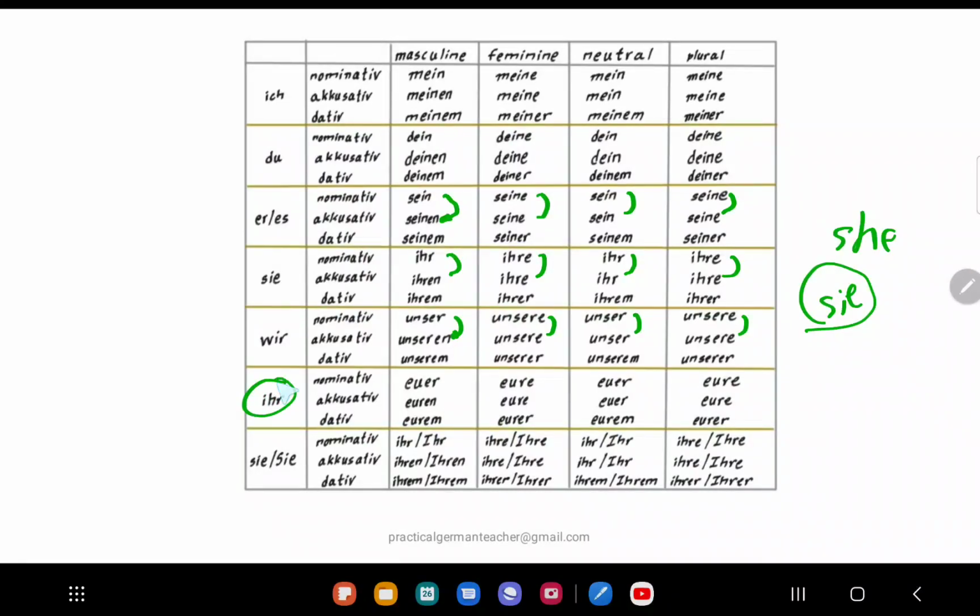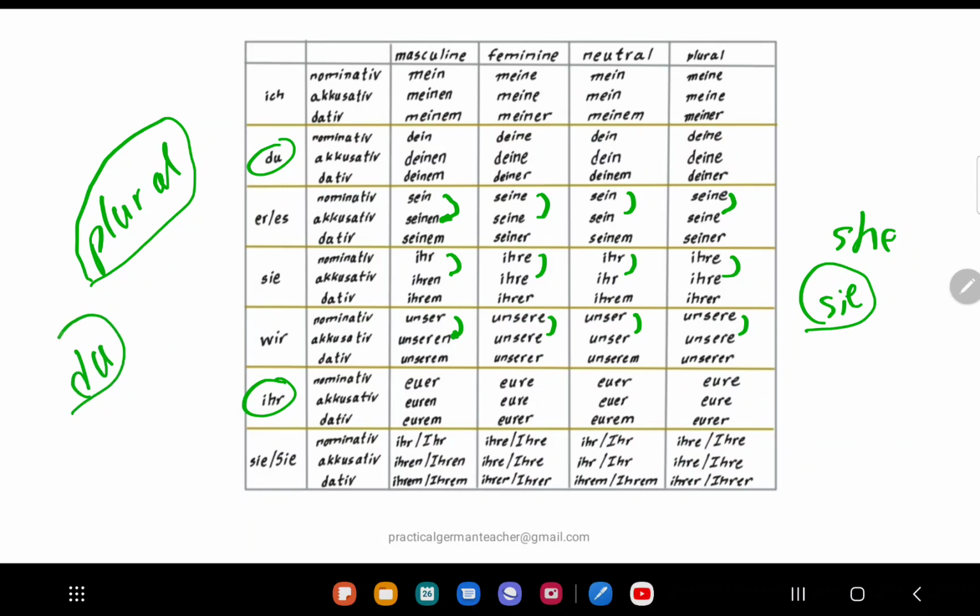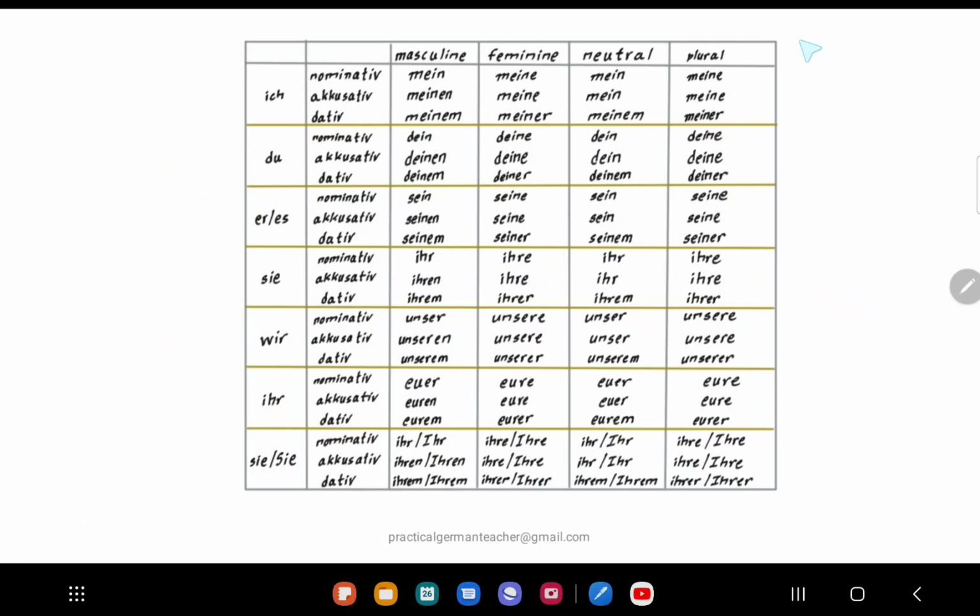Ihr. So what is this ihr, guys? If you don't know, this is du, but plural, right? Let's say if I'm just talking to one person and I'm being informal, I can use du as a pronoun. But if I'm talking to more than one person, it will be ihr, informal, right? So let's look at ihr over here. So ihr is nominative euer.